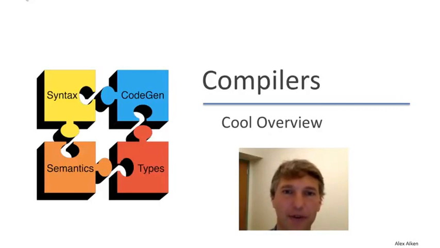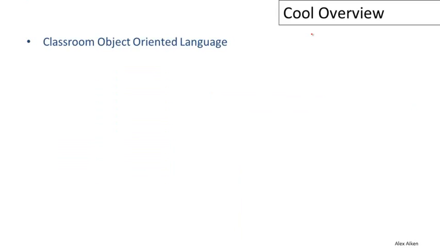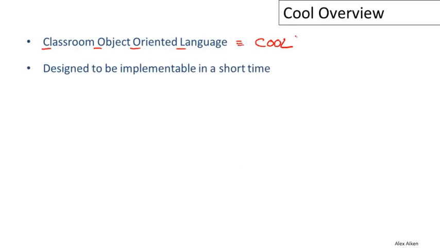Hello. In this and the next few videos, I'm going to be giving an overview of COOL, the programming language for which you'll be writing a compiler. COOL is the classroom object-oriented language, and the acronym, of course, is COOL. The unique design requirement for COOL is that the compiler has to be able to be written in a relatively short period of time. We only have 1 quarter, or in some cases a semester, for students to write the compilers. And so COOL has to be implementable quickly.